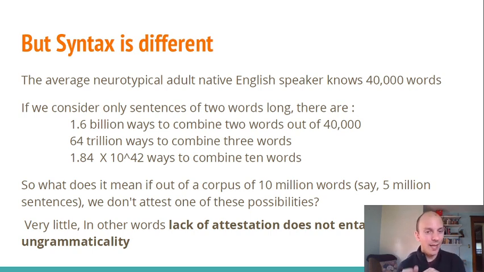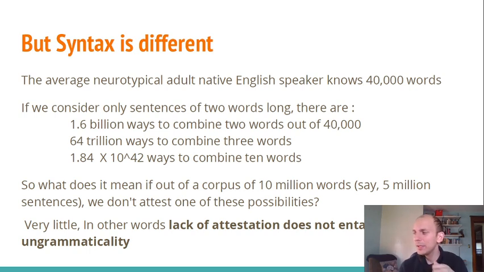And if we up it to 10 words, we get this preposterous number, right? 1.84 times 10 to the 42nd. Just an insane number of combinatoric possibilities there. And of course, we can get sentences that are more than 10 words. So if we look at our corpus of 10 million words, we'll be generous and say that's 5 million sentences. And we don't see the sentence that we're looking for. We're looking for one very specific sentence, and we don't find it in our corpus of 5 million sentences.